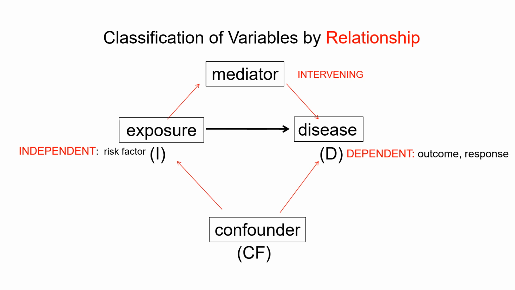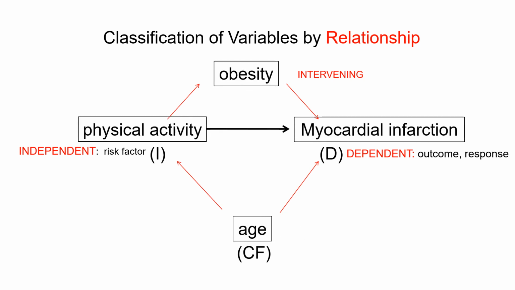As an example, sedentary physical activity is a risk factor for myocardial infarction. Older age groups are at risk for myocardial infarction, and level of physical activity is related to age. Physical activity can modify obesity, which in turn can reduce the risk for a cardiac event.